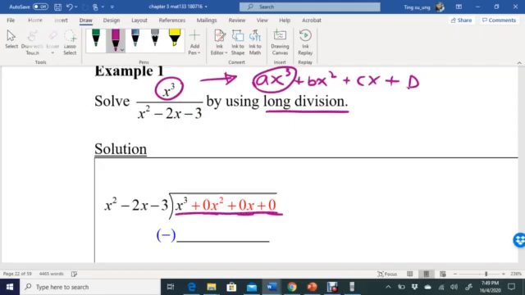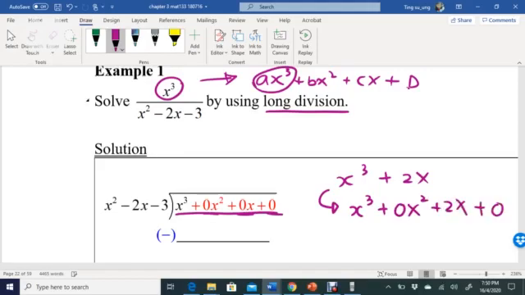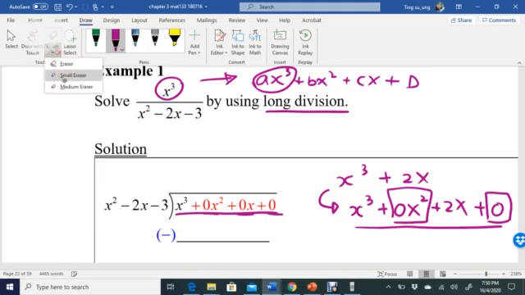For example, if you have x power of 3 plus 2x, the same thing applies, you may need to transform it to x power of 3 plus 0x squared plus 2x plus 0. The term that is missing, you need to replace with 0, so that you can put it in the general form. I hope you can understand it. Okay, so let us continue.